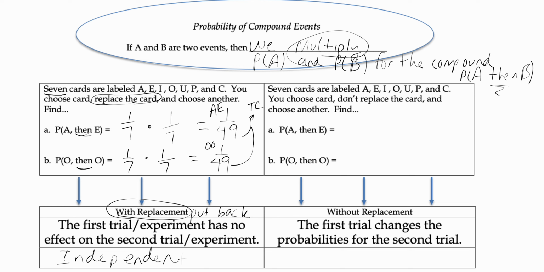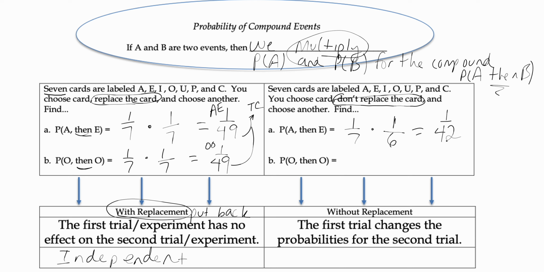Let's contrast that to a situation where we don't put the card back. We should expect some change in the probabilities. If I have these 7 cards, A, E, I, O, U, P, and C, I'm going to choose the card, hang on to it, then go back for another. Well, the first pull's still going to remain the same. But the second time I go in, if I'm still holding on to the A card, that A card's no longer in the deck anymore. E is still there. There's still 1 E in the deck, but there are not 7 cards in the deck anymore. There are only 6.